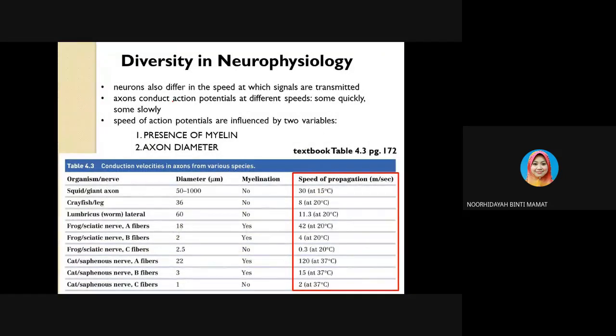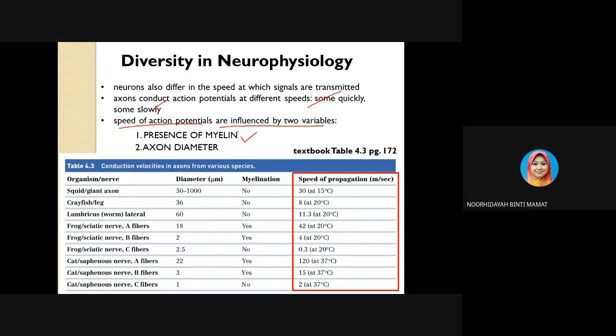We know that neurons differ in the speed at which signals are transmitted. Axons conduct action potentials at different speeds. In the axon, the conduction of the AP has a different speed; some are quick, some are slow. The speed of the action potential differs by two variables, the first being the presence of myelin.